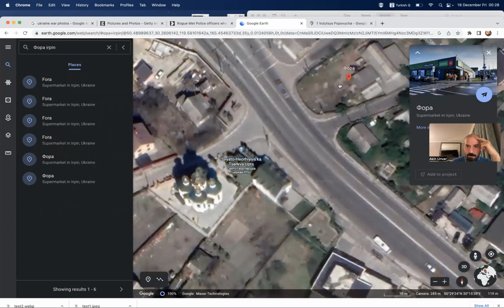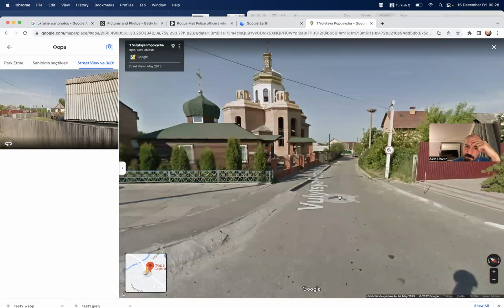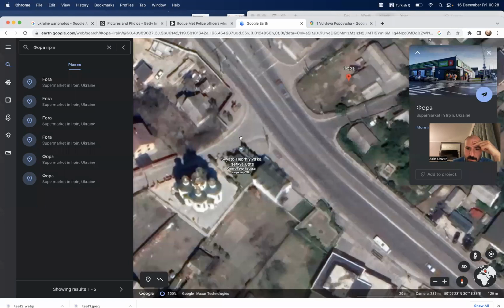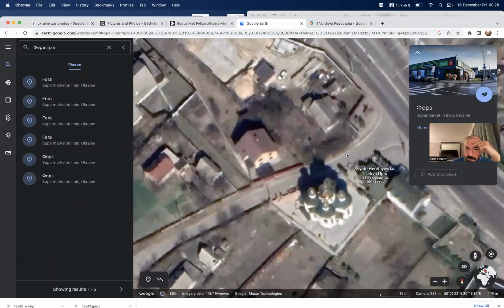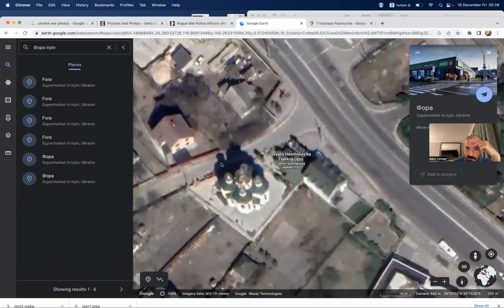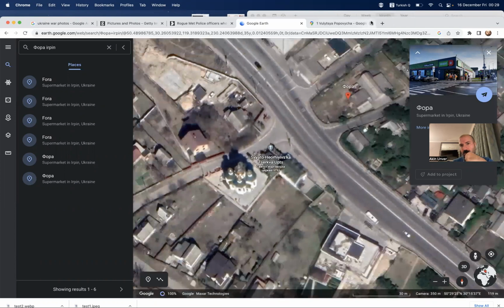So Fora is supposed to be here. The church is supposed to be here. The church is here. So Ulica Street is here as well.